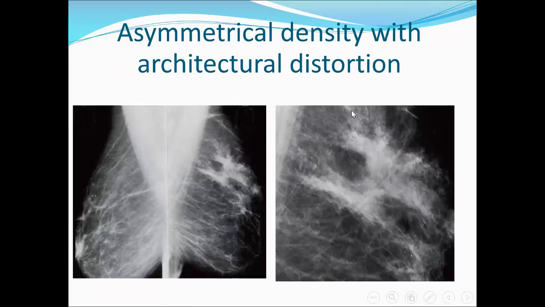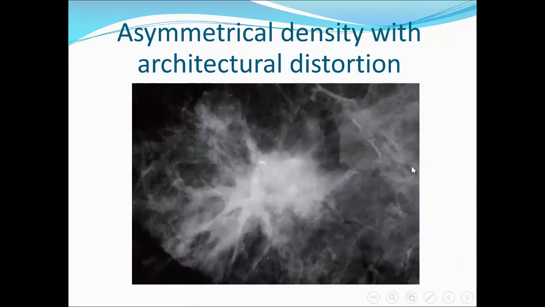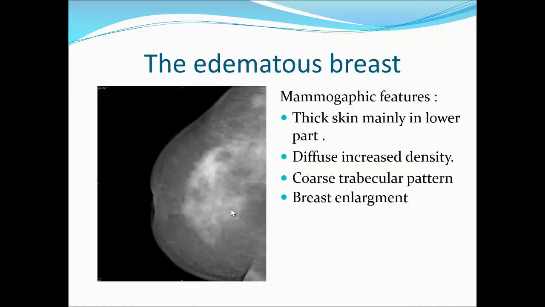Asymmetrical density with architectural distortion. Again here there is asymmetry with architectural distortion. Here, if one wants to say that it is a mass with indistinct borders, that's okay. If you say that it is focal asymmetry, no problem. Here there is also focal asymmetry with architectural distortion, and this is mostly with malignancy.